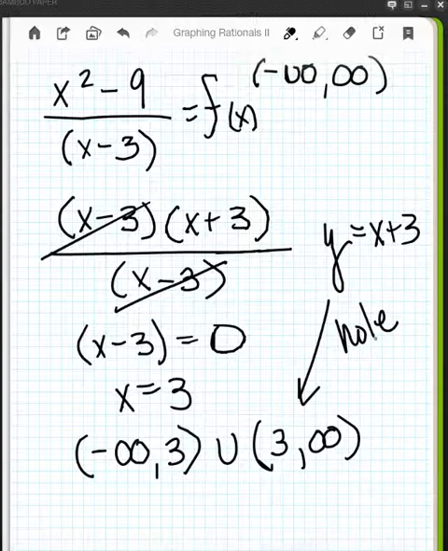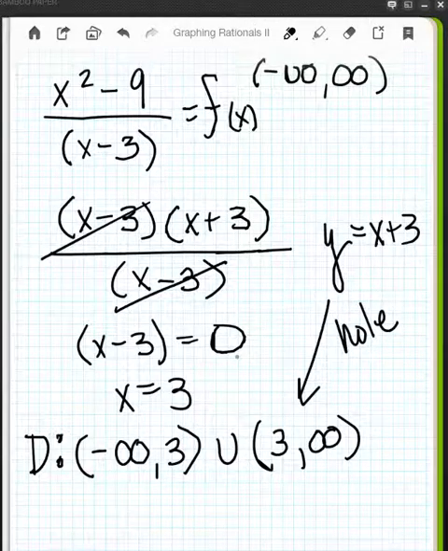So you have to be very careful when you read a question. If it's asking you for the domain of the function, it is this interval down here. If you're being asked about an asymptote, it does not have a vertical asymptote, but it does have a hole at the point where x would equal 3.